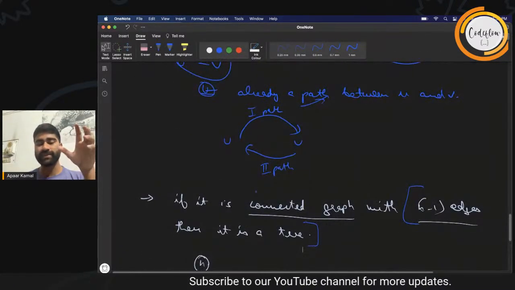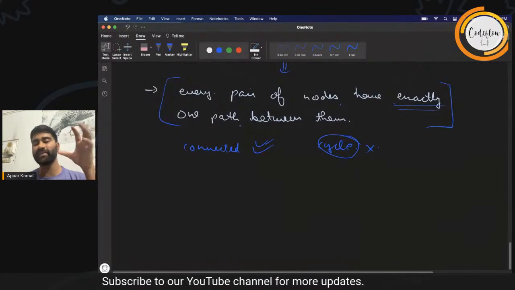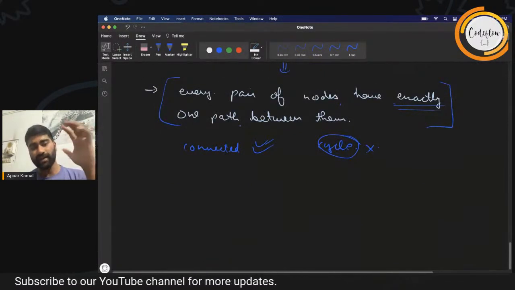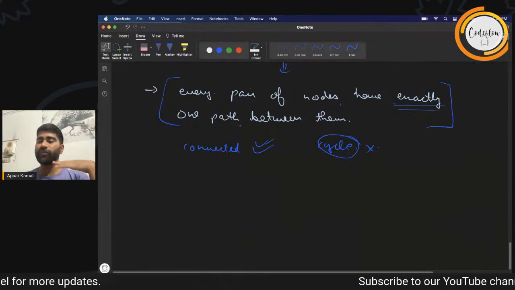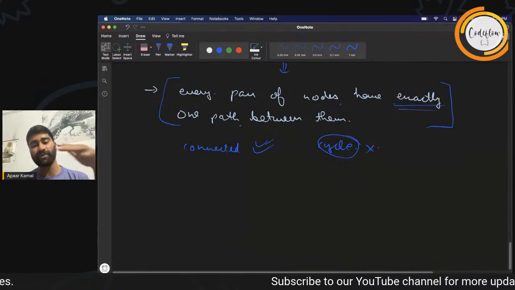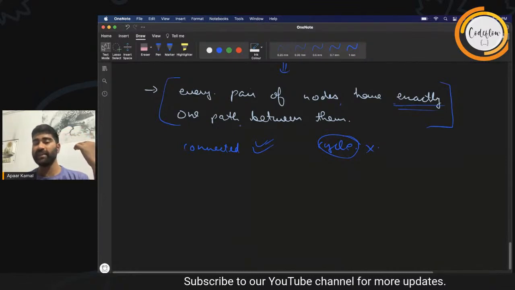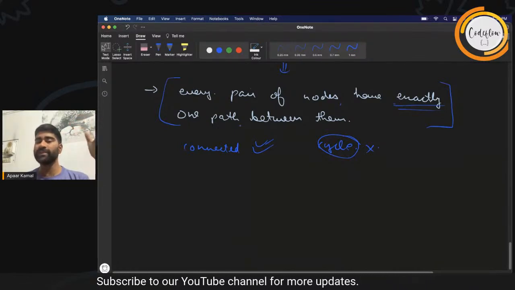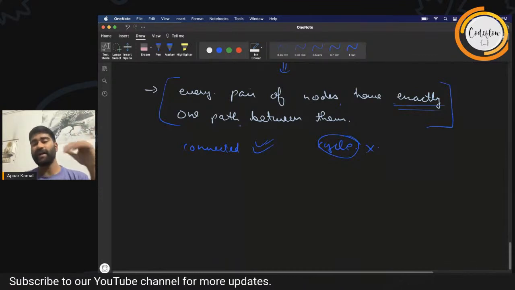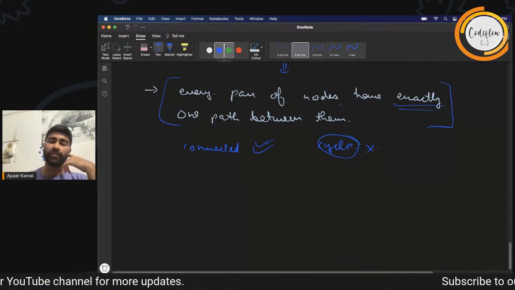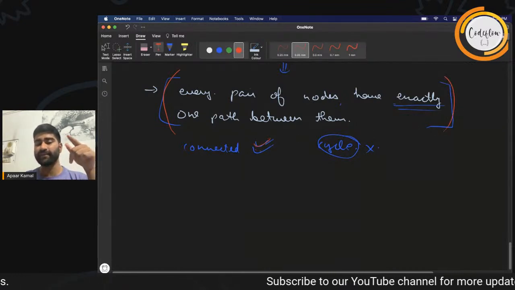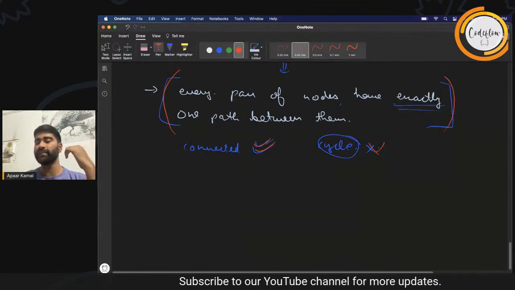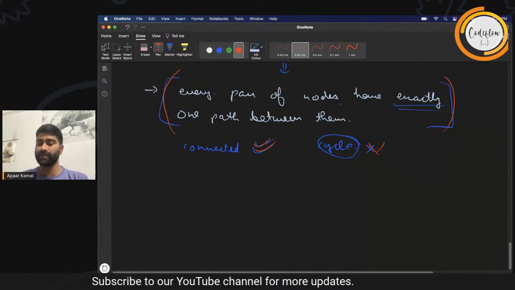So in various problem statements, it will be said that you have a graph in which every pair of nodes has exactly one path between them. So there is no mention of whether it is connected or not. There is no mention of whether it has a cycle or not. There is no mention of how many edges it will have, right? So this definition alone defines everything. That is, it is connected because there's a path, and there's no cycle because there's exactly one path.